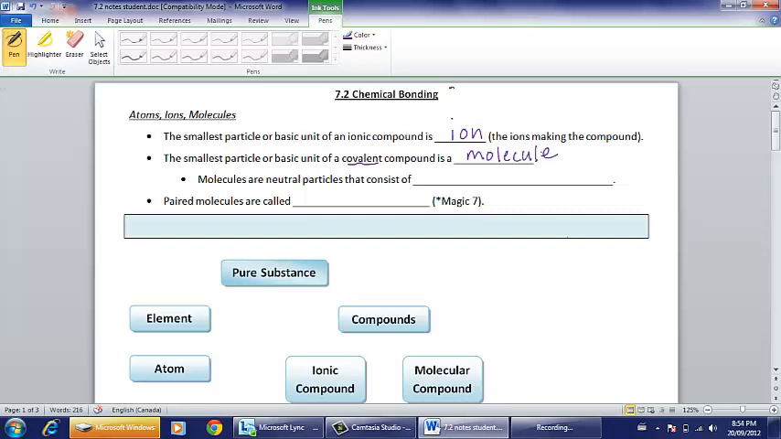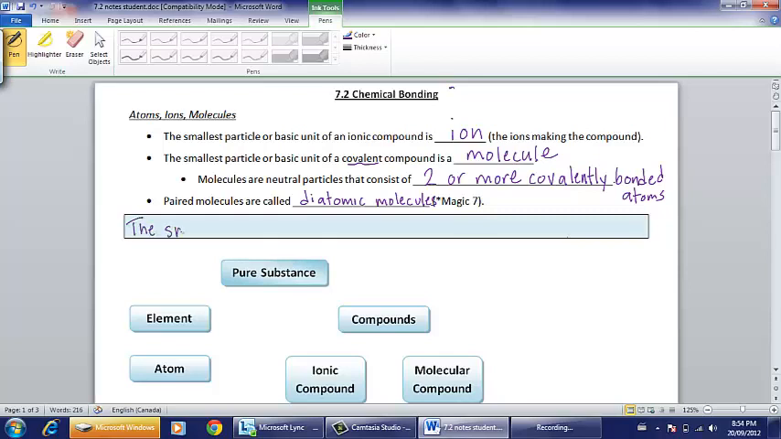Molecules are neutral particles that consist of two or more covalently bonded atoms. Paired molecules are called diatomic molecules because they are made of two atoms. Therefore, the smallest parts of matter are atoms, ions, and molecules.